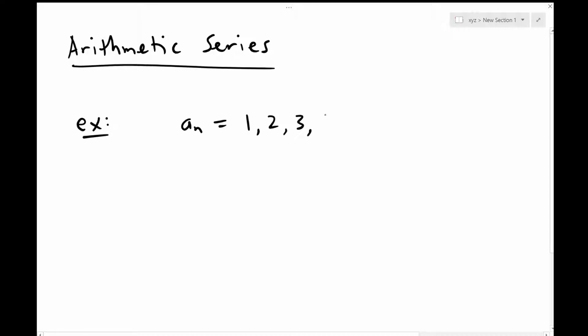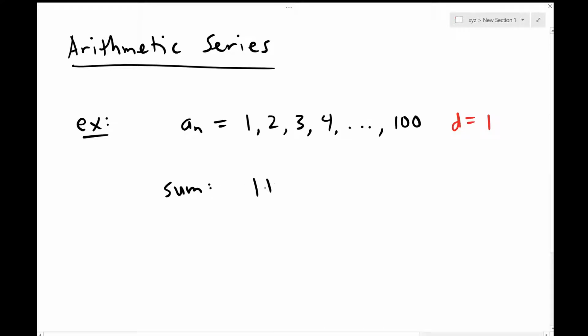1, 2, 3, 4, and so on. And we'll stop this one at 100. And this is arithmetic, of course. The common difference, hopefully we can tell here, is just 1. We're just increasing the terms by 1 every time. But what we want to do now is to find the sum of these terms.